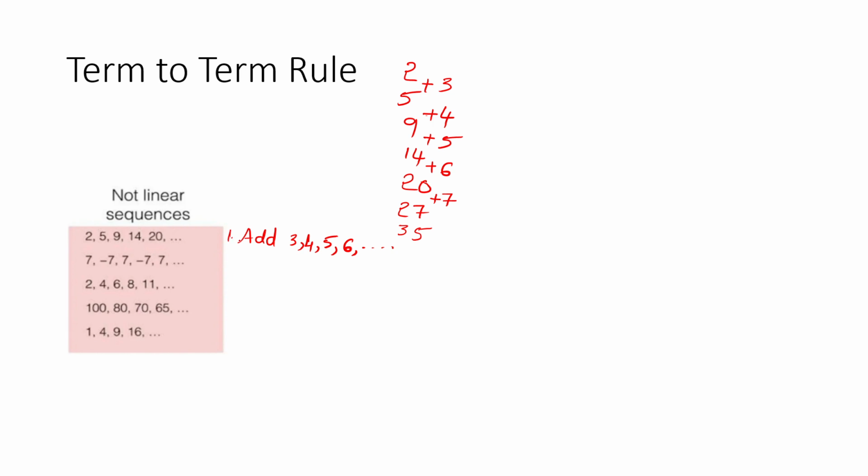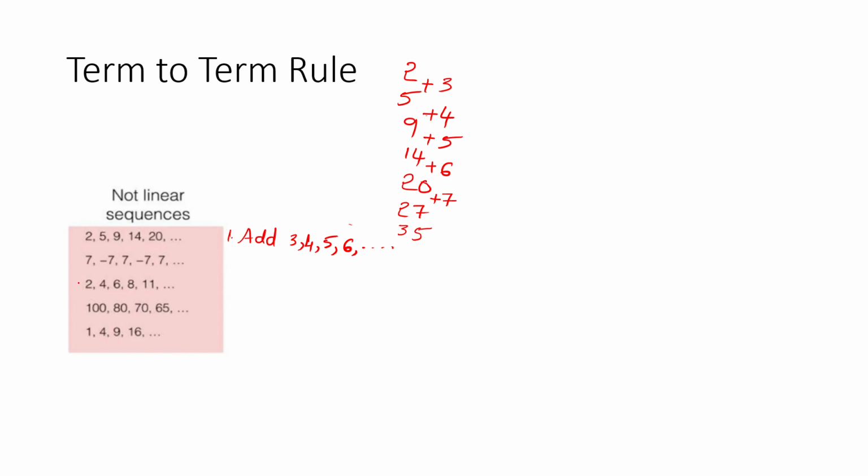So here you can clearly understand that these are the changes, but these changes are not constant. That is why it is a non-linear sequence. Okay, did you get that? What is the term to term rule? And if that term to term rule is following a constant change, then it is a linear sequence. Otherwise it is a non-linear sequence.